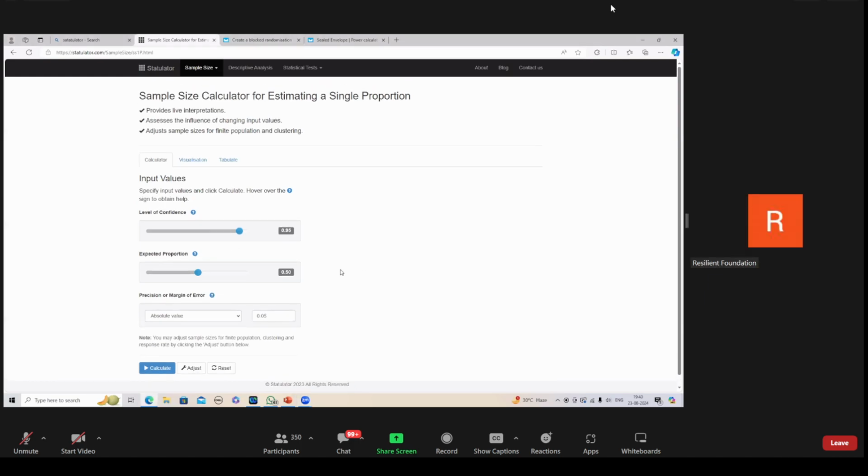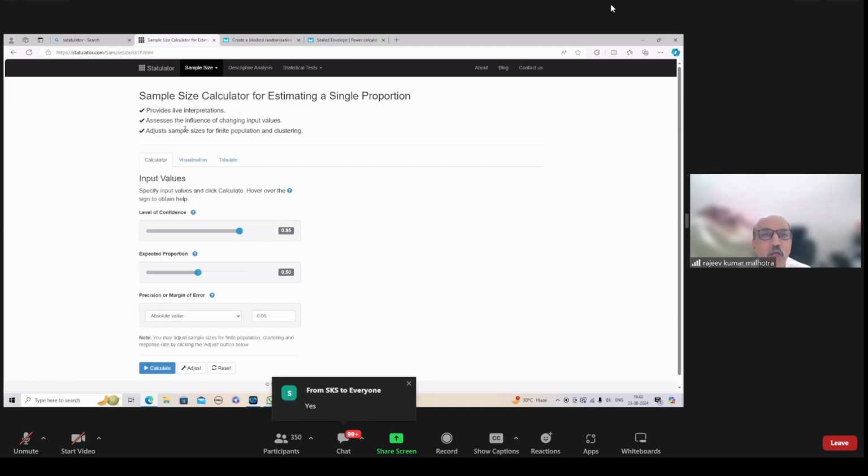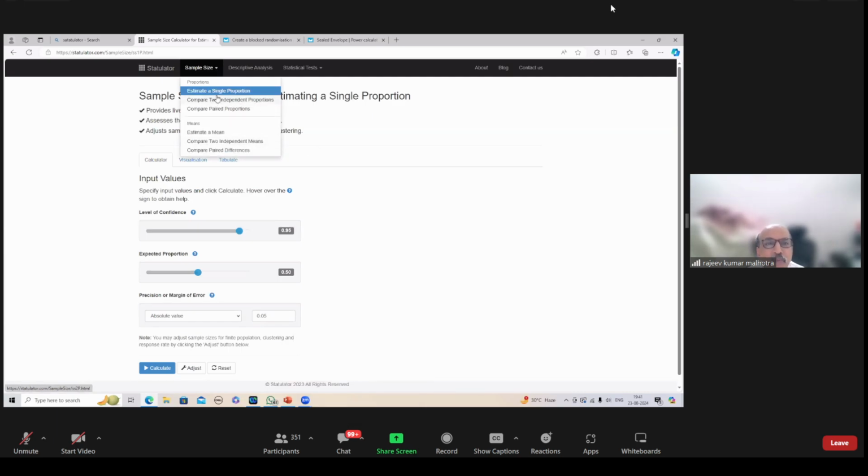So this is the Statulator menu for estimating a single proportion. You type Statulator in Google. It will appear as statulator.com, or you can directly download from there. On the sample size screen there is estimation of a single proportion or estimation of mean. I am explaining both. First click on single proportion.